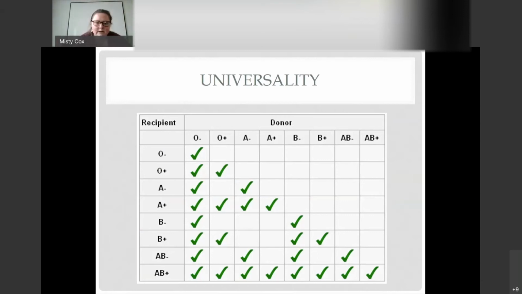So O negative can donate to any blood type, including itself, obviously, O negative. And AB positive can receive blood from any blood type. The reason is, if you think of certain scenarios, for example, my blood type, I'm a recipient, my blood type is AB positive. I cut my arm off and I'm bleeding out and I need blood because my tissues need oxygen, and that's what blood does. And I have AB positive blood inside my body, but I need more blood to be able to do what I need to do to survive.